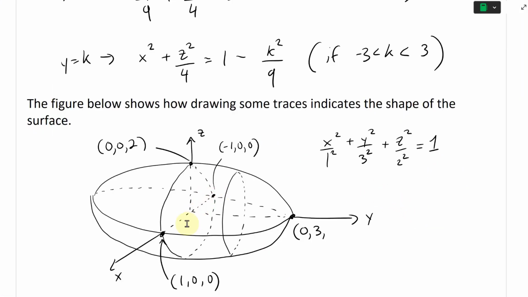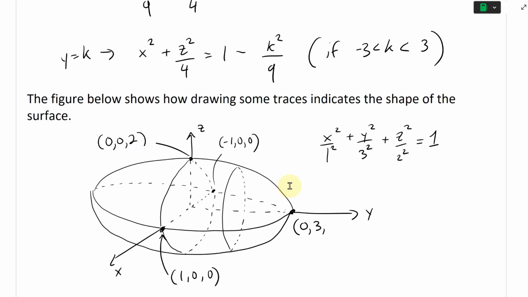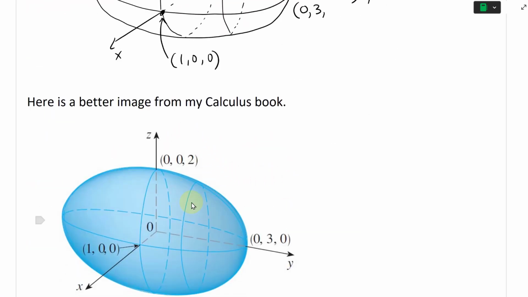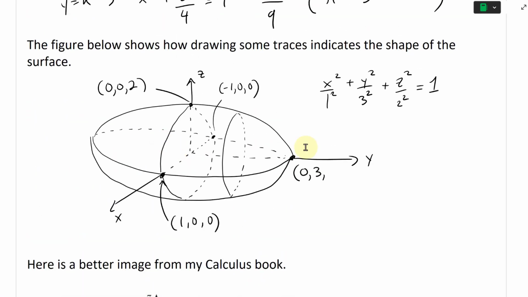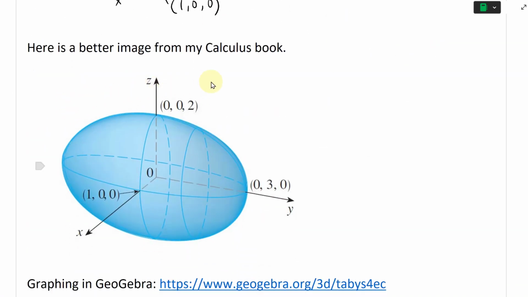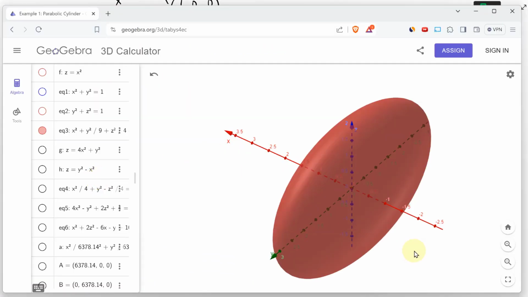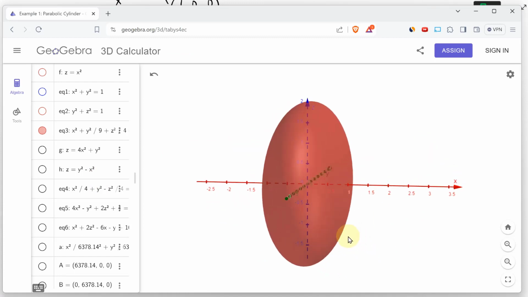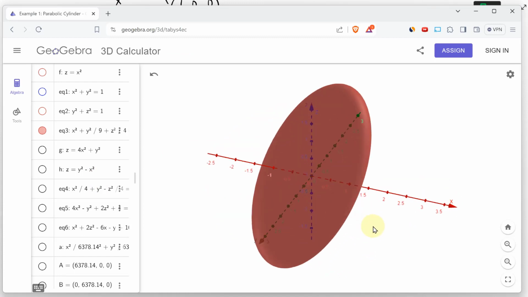Yeah, so if we go back to mine, this is way too wide. It should be shrunken over like this, because this is at 1, this is at (0, 0, 2) like that. And so here I just quickly copied and pasted it from my calculus book just to get a better image. So this one, let's keep it there for the laugh. So here's a better image from my calculus book. So it looks like that. And that is much more in line with the GeoGebra 3D graphing calculator. So yeah, that's a pretty cool shape. It's like a smooth rock.